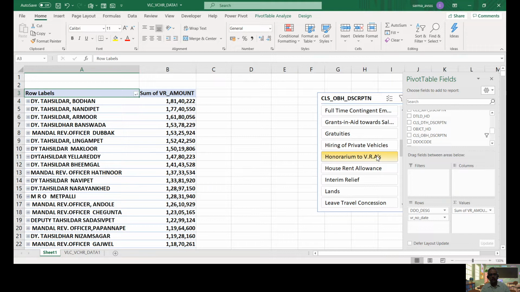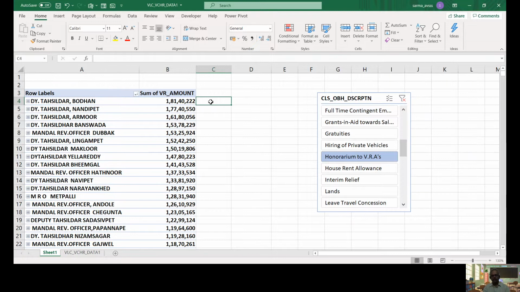Okay, similarly honorarium for VRAs, right? Village assistants, I think. So once village assistants are there, honorarium is being paid. The Deputy Tahsildar, Bodhan, is spending 1 crore 81 lakh 40,000. Again, honorarium, say as per the Government of Telangana, is 5,000 rupees per month. Then again, if you divide this, maybe it might have been answered. Let us say if it is 5,000 rupees, and if you divide this amount by say 5,000 into 12, 60,000.